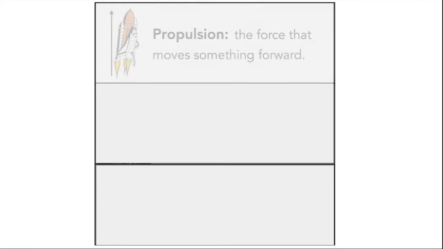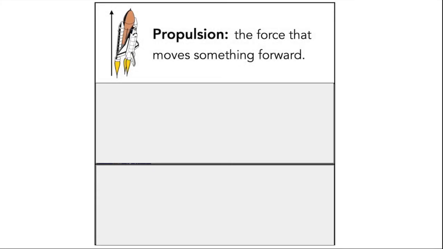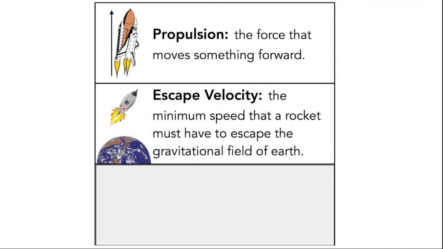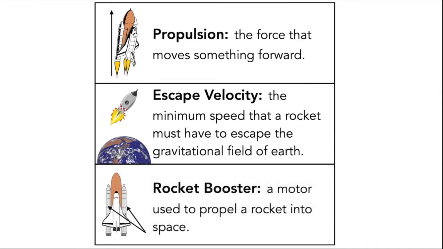Now let's take a look at some of the vocabulary words that we just saw in action in that video. So first off, propulsion. That's the force that moves something forward. Another word is escape velocity. This is the minimum speed that a rocket must have to escape the gravitational field of Earth. And the last word here, rocket booster, a motor used to propel a rocket into space.